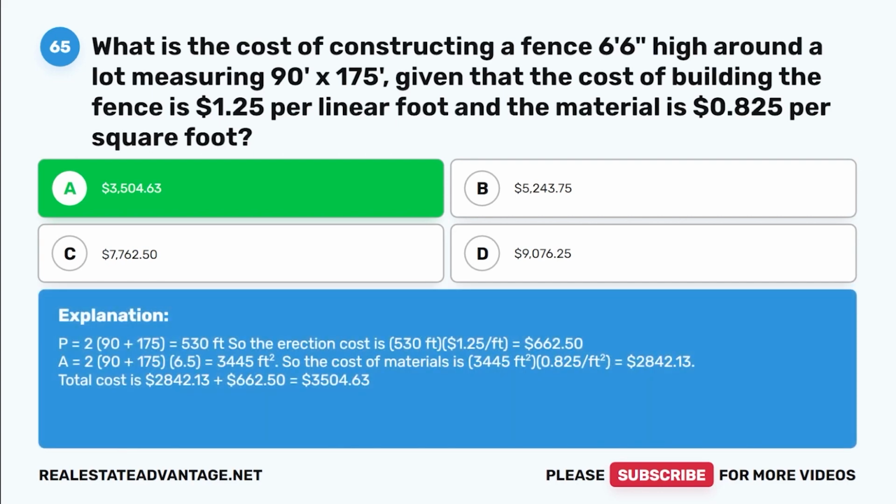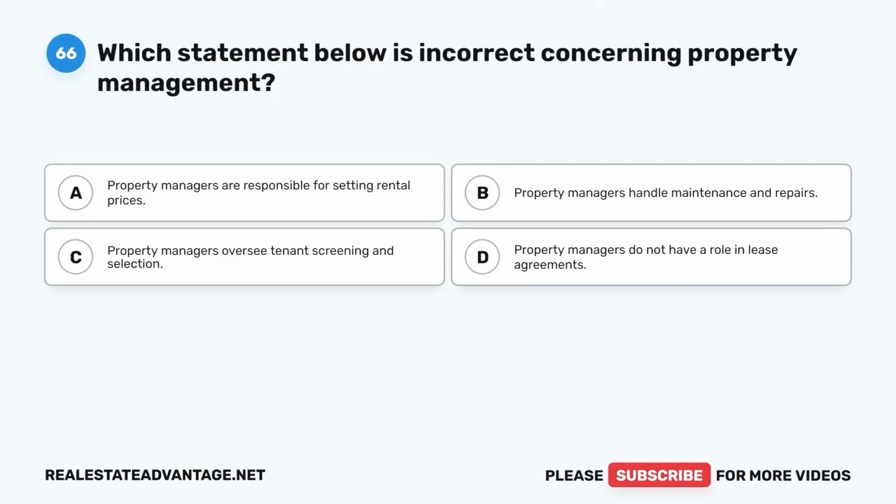$3,504.63. P equals 2 times (90 plus 175) equals 530 feet. So the erection cost is 530 feet times $1.25 per foot equals $662.50. A equals 2 times (90 plus 175) times 6.5 equals 3,445 square feet. So the cost of materials is 3,445 square feet times $0.825 per square foot equals $2,842.13. Total cost is $2,842.13 plus $662.50 equals $3,504.63.